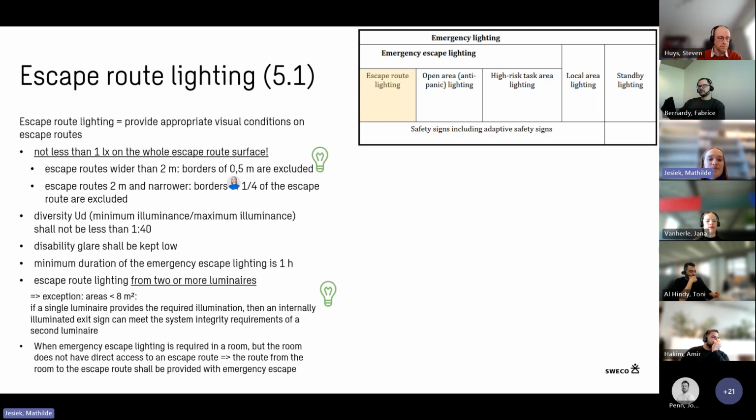You can exclude borders. So if the escape route is wider than 2 meters, you can take off half a meter. And if your escape route is 2 meters and narrower, your borders can be 1/4 of the escape route. And then the other things about uniformity and the glare, this is all the same as in the old norm.